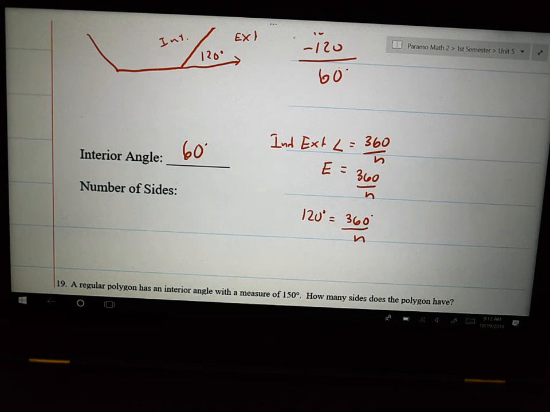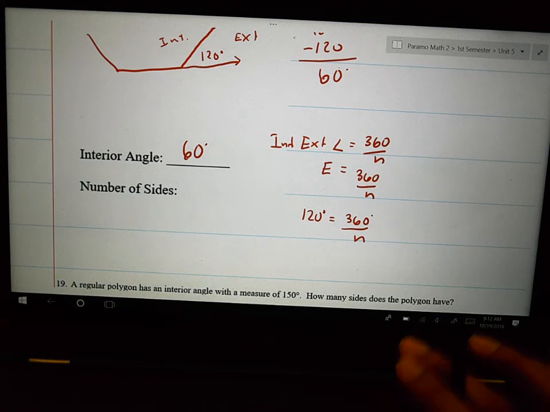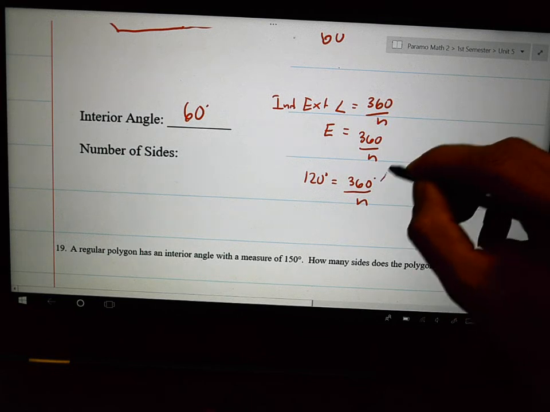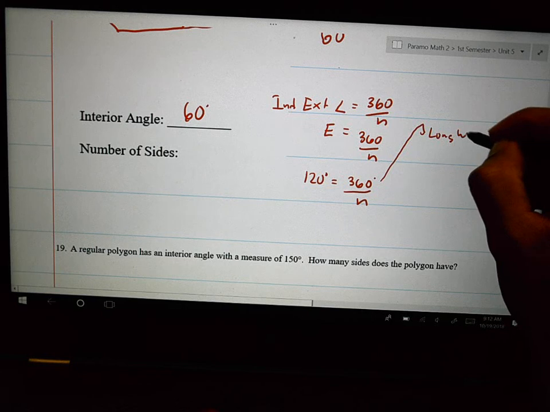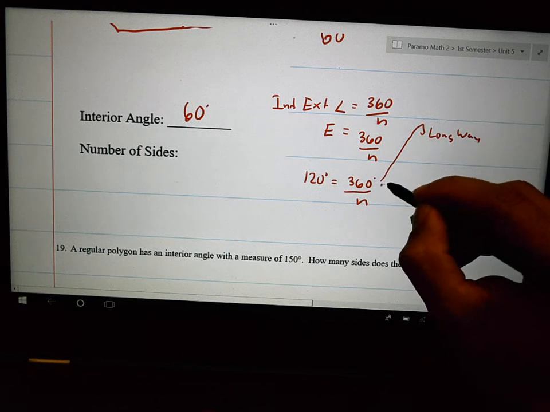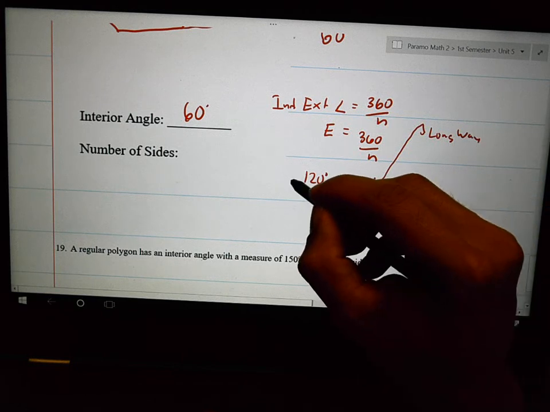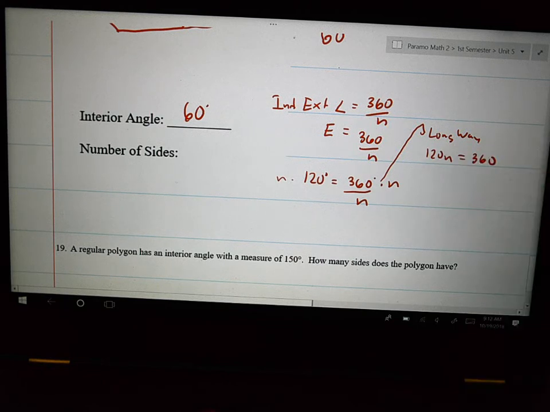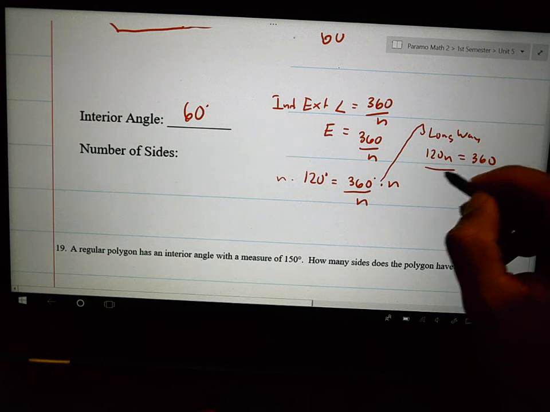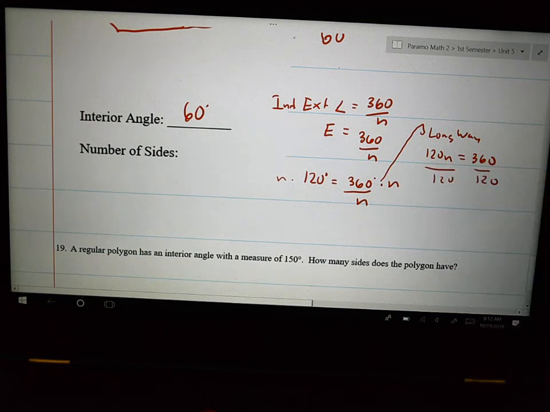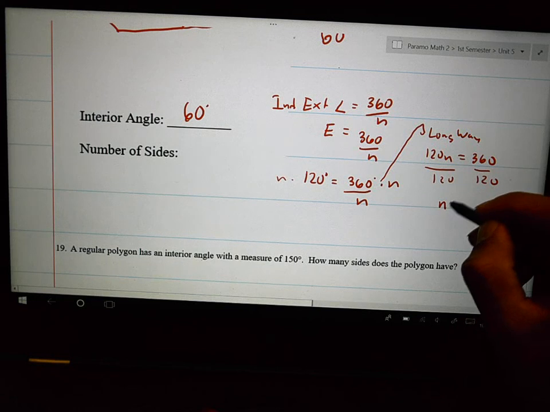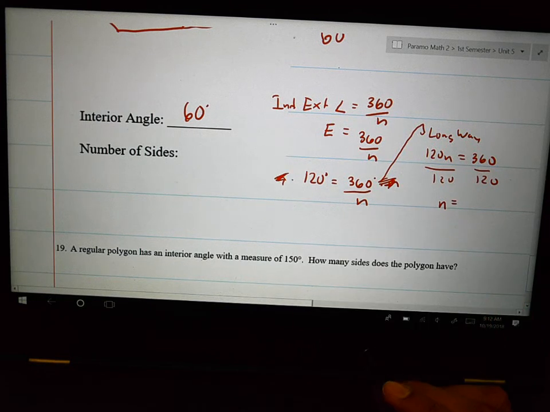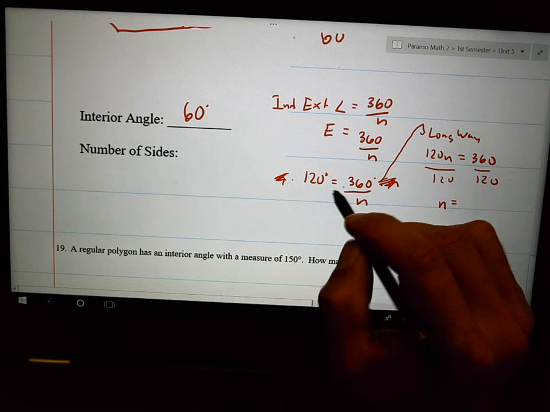What I am going to do is a 2-sided move here. I'm going to do this the long way, then I'm going to show you the short way. Here's the long way. You multiply by n. You multiply by n. 120n equals 360. And then what you do is you divide by 120 and you divide by 120 to get n by itself.